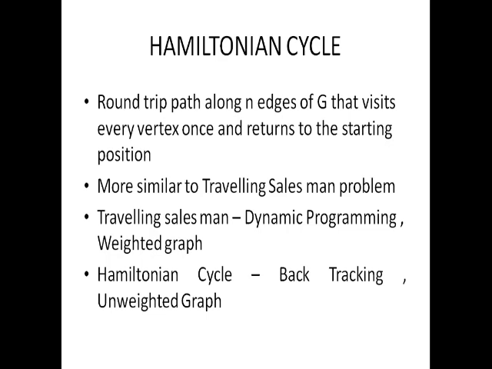And we will be visiting many edges, and the rules are that a visited vertex should not be revisited, and the starting point and ending point should be the same. It is more similar to the traveling salesman problem, but the difference is that the traveling salesman problem uses the concept of dynamic programming, and Hamiltonian cycle uses the concept of backtracking. The next difference is that the traveling salesman problem uses a weighted graph, and Hamiltonian cycle uses an unweighted graph.